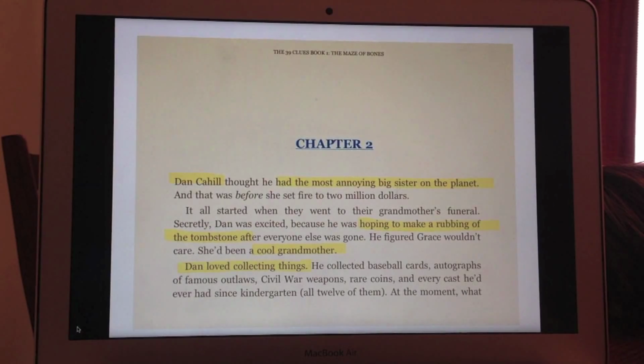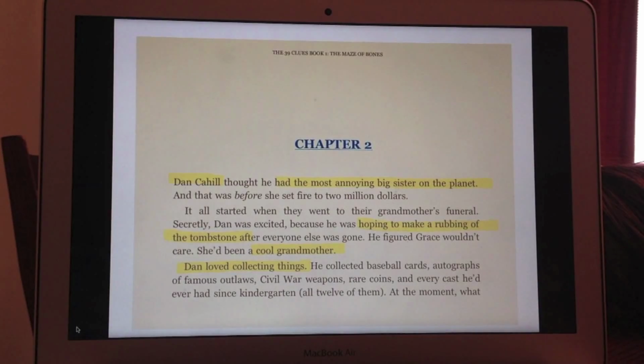Dan loves collecting things. He collected baseball cards, autographs, famous outlaws, Civil War weapons, rare coins, and every cast he had since kindergarten. All 12 of them? You know, that says to me that he's probably a pretty active boy, and I'll bet he's been in a lot of accidents. Collecting casts kind of seems like an odd thing to me.